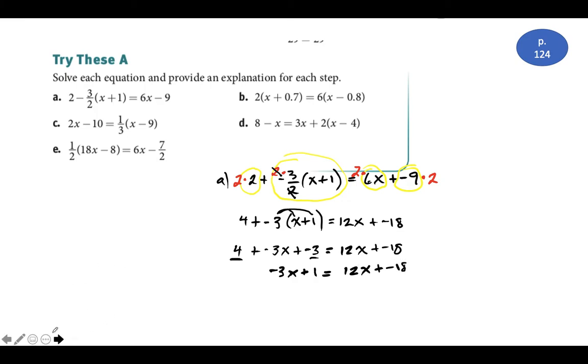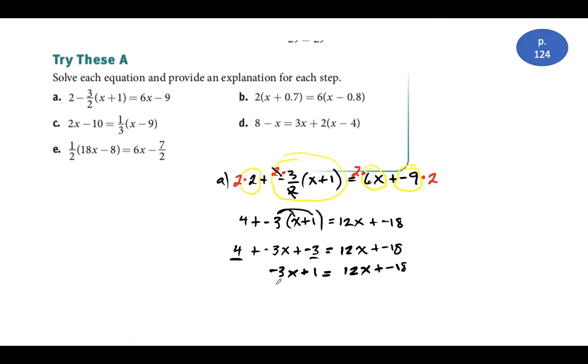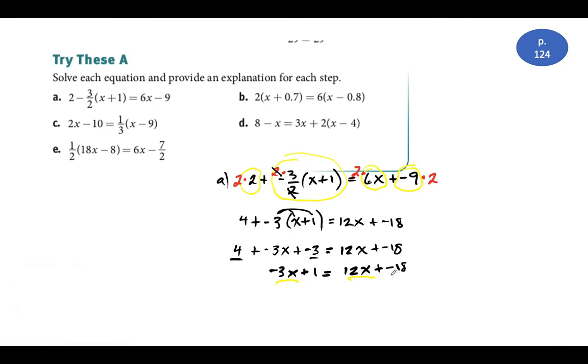And the first thing I'm going to be laser focused on is the fact that I have terms with a variable on both sides of the equal sign. That's what I need to deal with first, and then I can isolate my variable. So you could either add a negative 12x to both sides or add a positive 3x to both sides. I am going to choose the positive 3x. You just want to eliminate one of those terms.